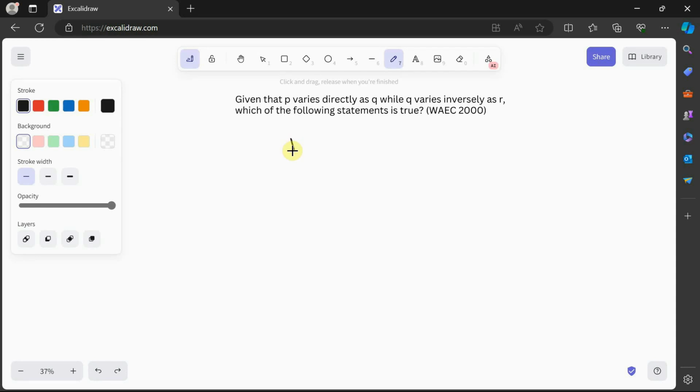So we know that P varies directly as Q, and Q also varies inversely as R. If I wanted to resolve this by introducing our equality sign, I'll say P is equal to, instead of K, maybe AQ. And I'll also say Q is equal to, instead of K, I could use B or anything, so B over R. So Q is equal to B over R and P is equal to AQ. These are equation 1 and equation 2.